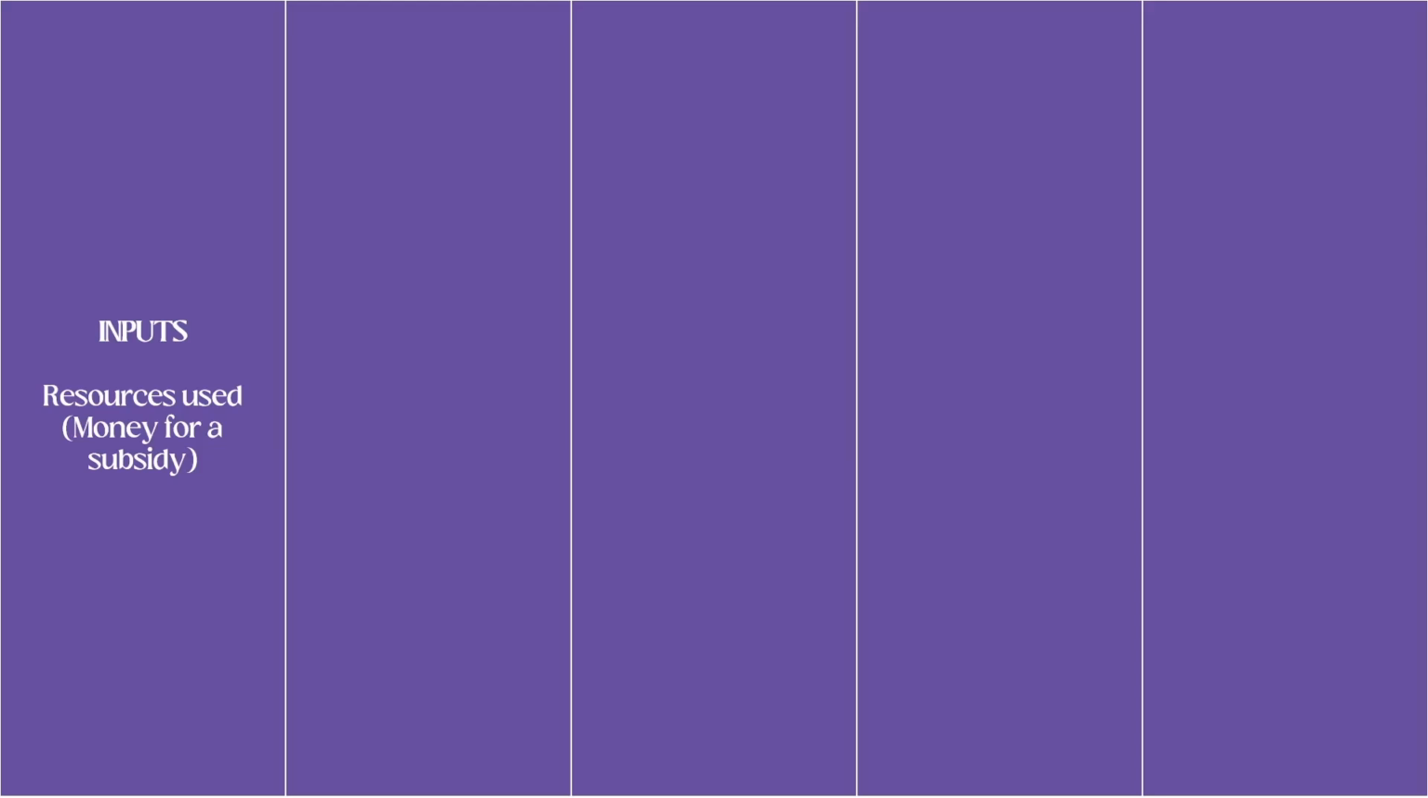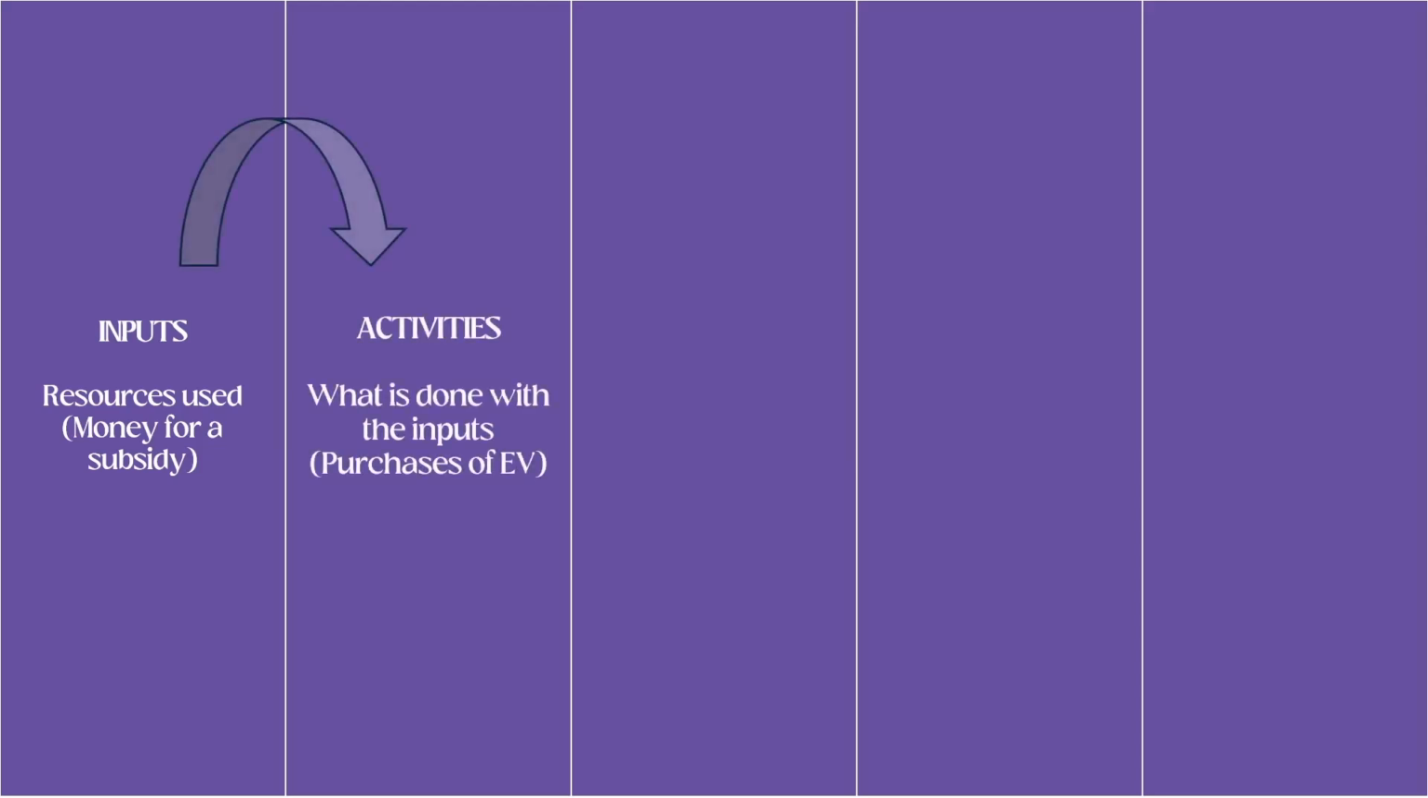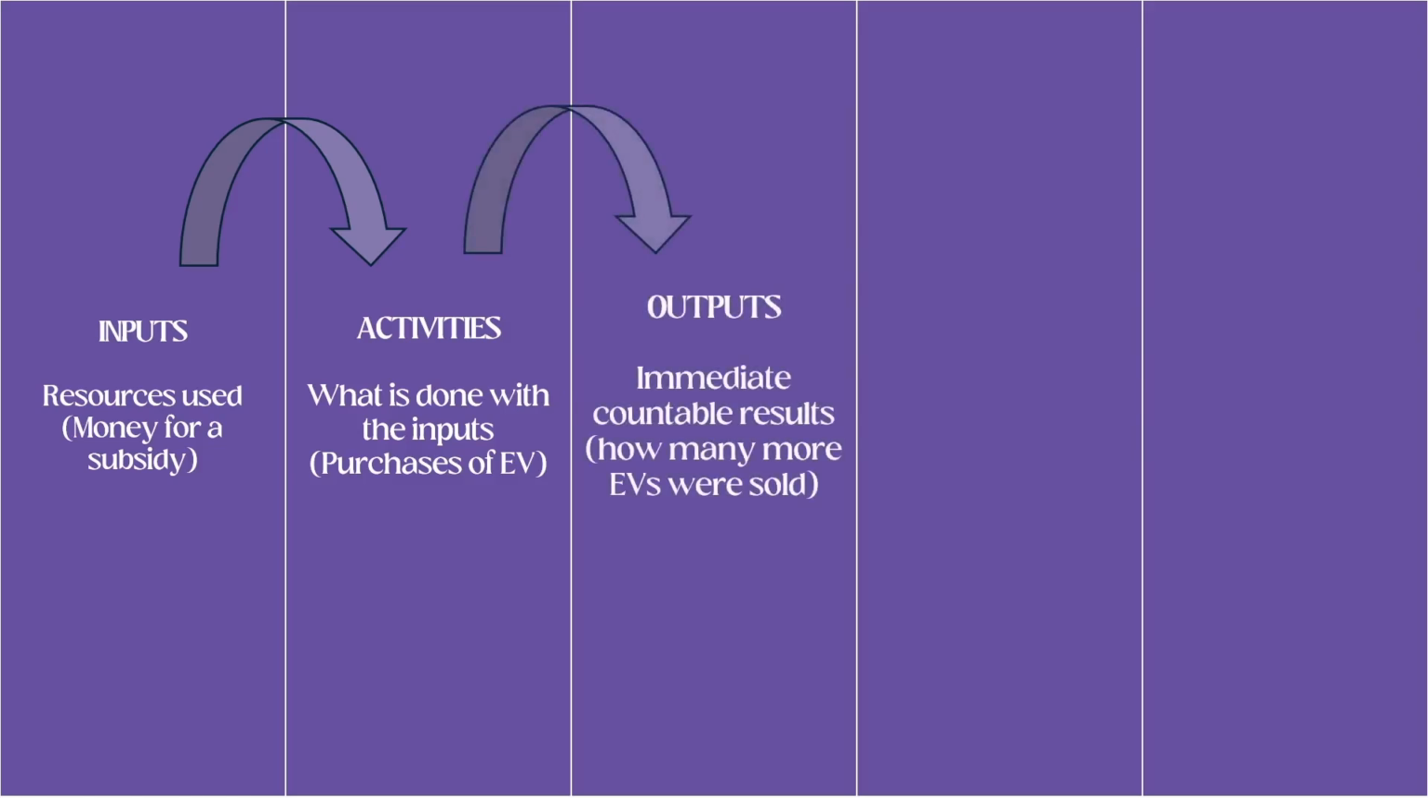These inputs lead to activities. This is what's actually done with the input. So if the policy is spending, the activity is whatever you're buying. For instance, the purchase of new military equipment. Or if we're talking about taxation, it would be the actual collection of tax dollars after the input of announcing the tax. In our example of EVs, it would be the actual purchase of the EV and receipt of the subsidy by the consumer.